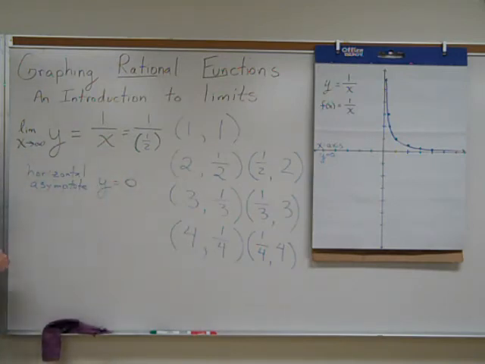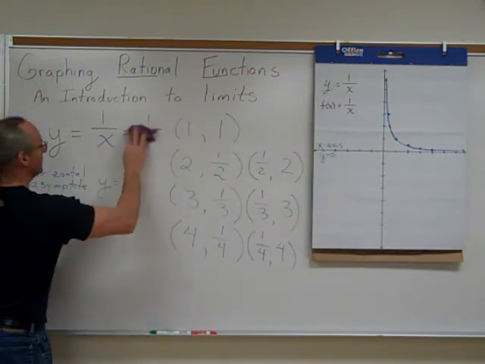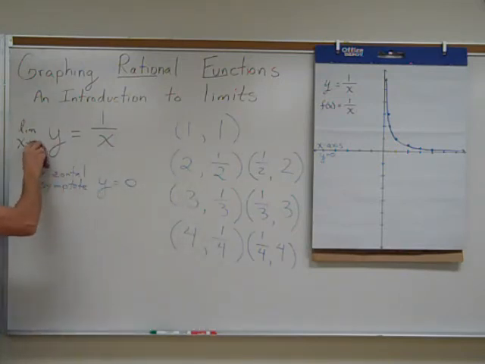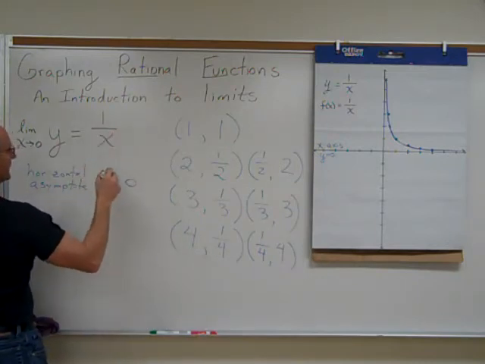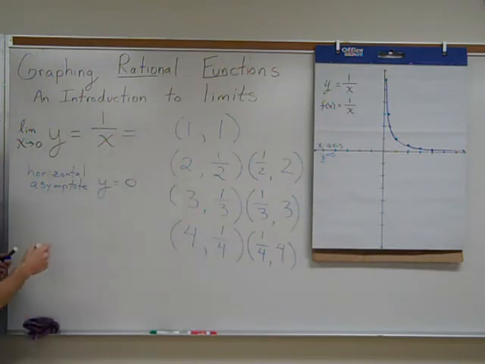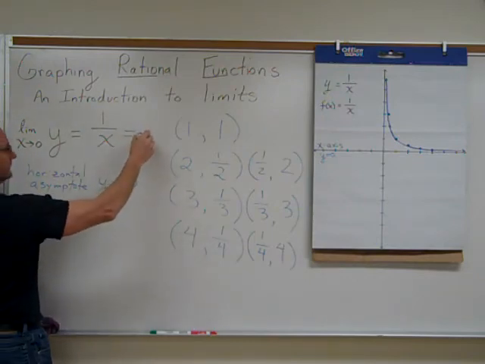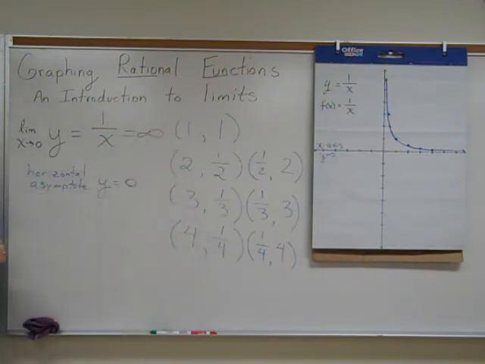We can write this formally as the limit as x approaches 0. And by the way, we can't let x be exactly equal to 0, but x can get closer and closer and closer to 0. Then y gets closer and closer and closer to positive infinity. This gives us what we call a vertical asymptote.